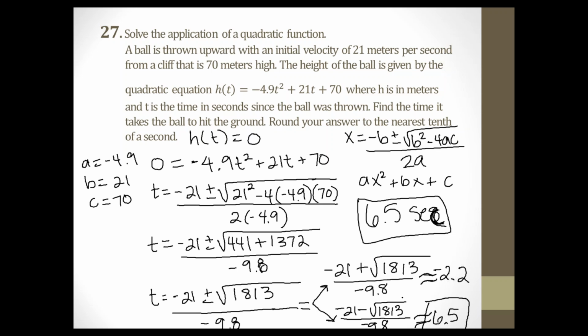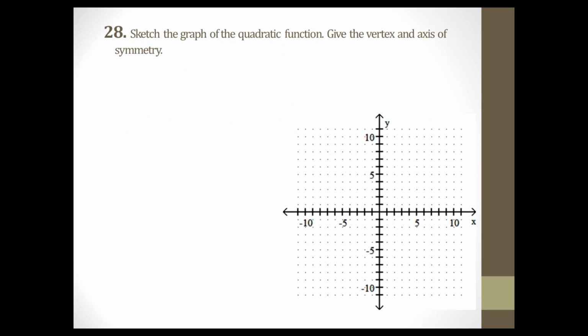And so if there's no questions, let's look at, oh, I'm so crazy. Okay, so 28. Sketch the graph of the quadratic function. Give the vertex and axis of symmetry. So let me write the quadratic function. f of x equals x minus 1 squared minus 1.